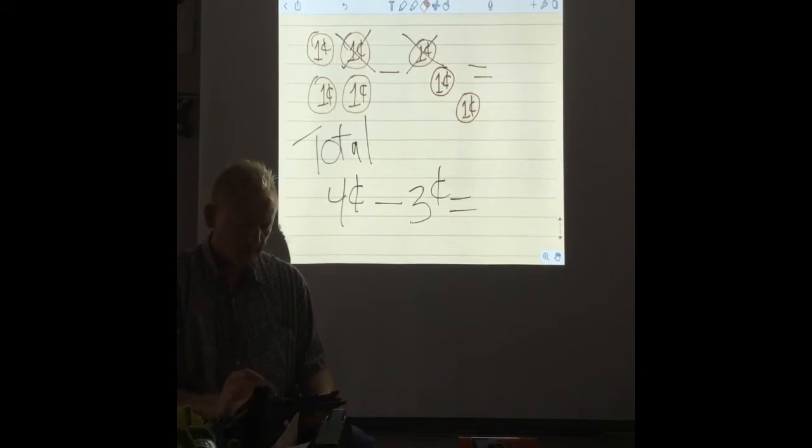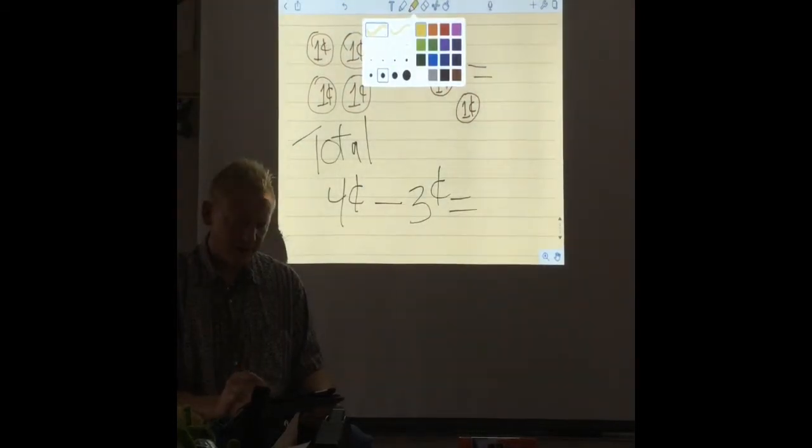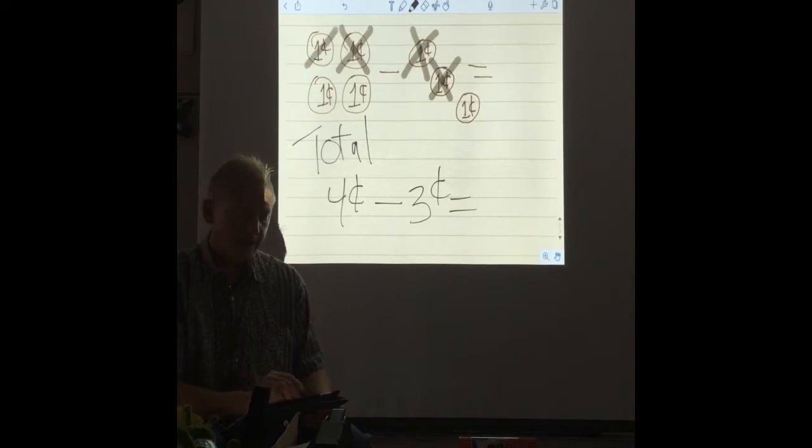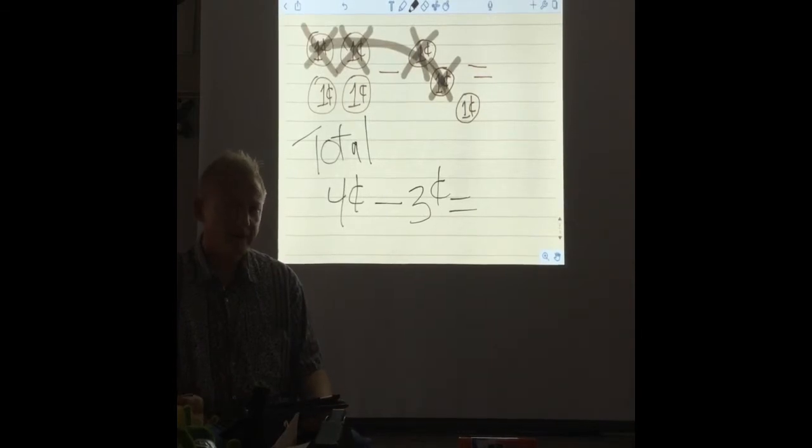Let me take these crossing out things out one more time, because I don't want anyone to be confused. I think I'm going to use my highlighter to cross them out. This is the one that I'm taking away, right? I'm taking away 3 pennies from my 4 pennies. So I'm going to take this one out from here, and this one gets crossed off, and this one gets crossed off. So these pennies are all gone, right?